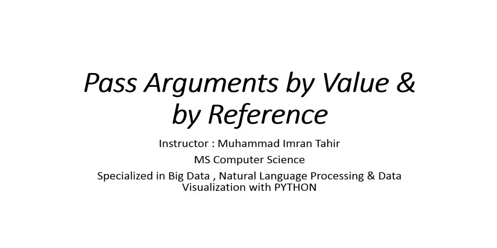In today's lesson, we will study the difference between arguments passing by value and by reference in function calls. Basically, in a function call, we can pass an argument in two ways. The first method is arguments passing by value and the second is arguments passing by reference.